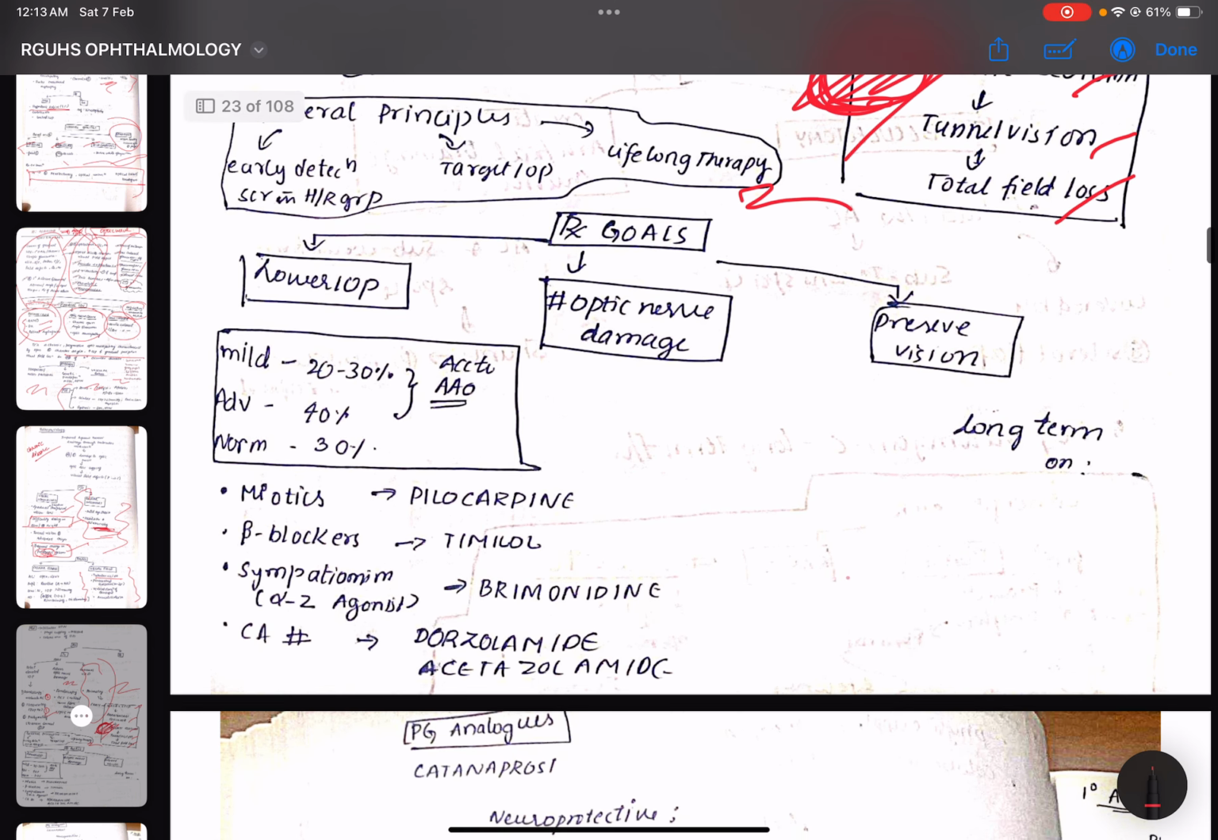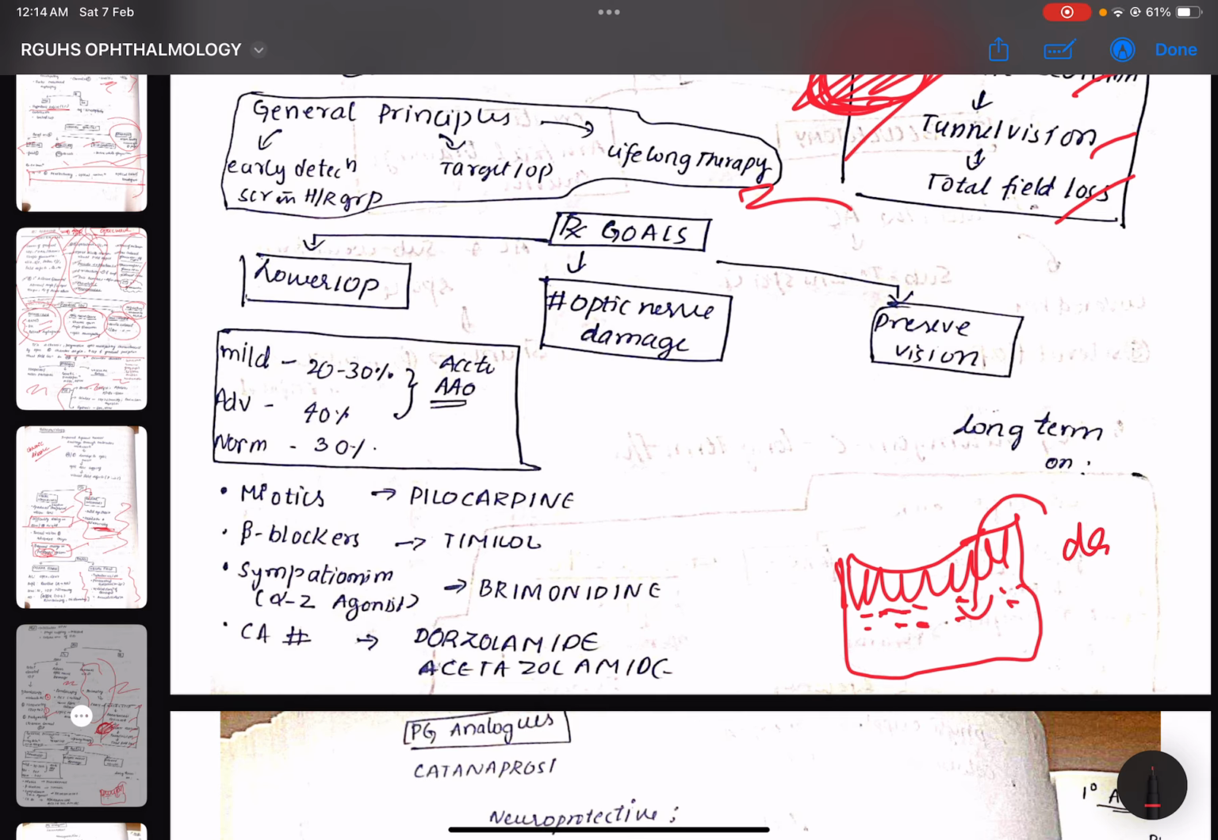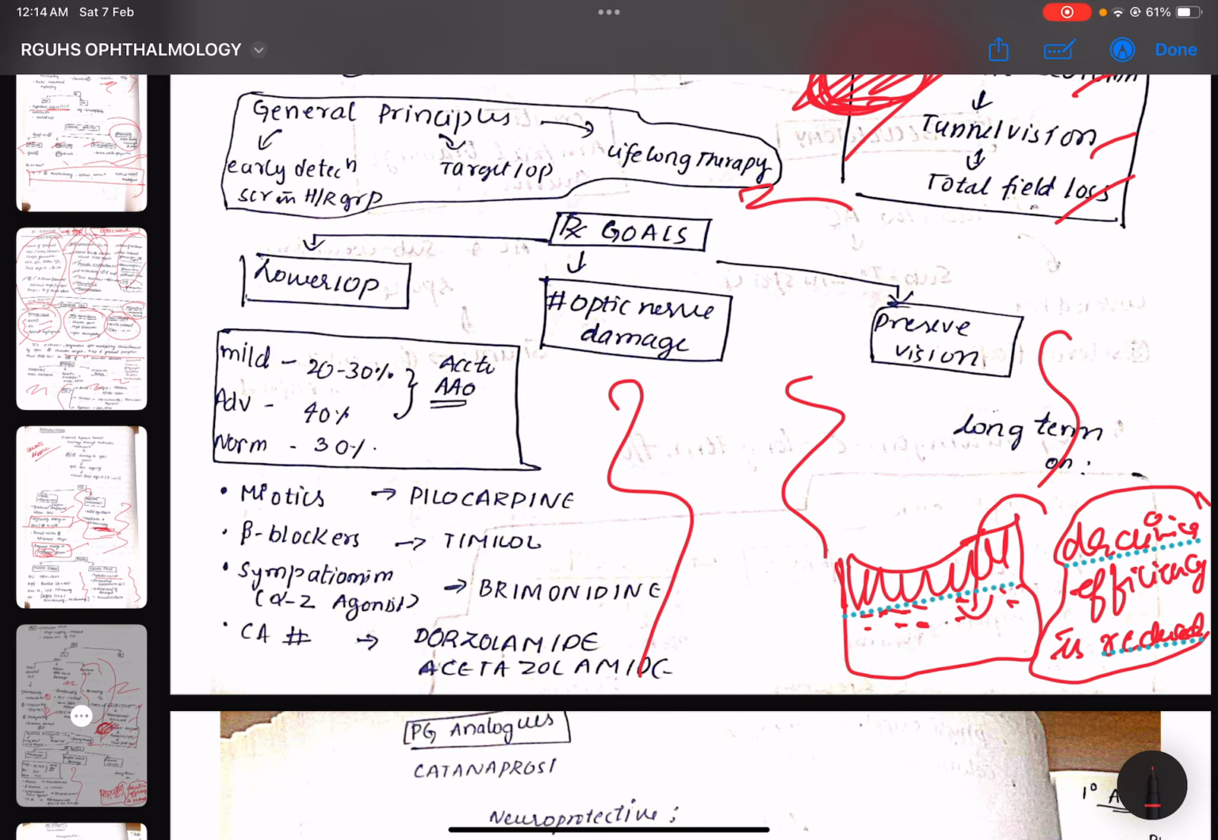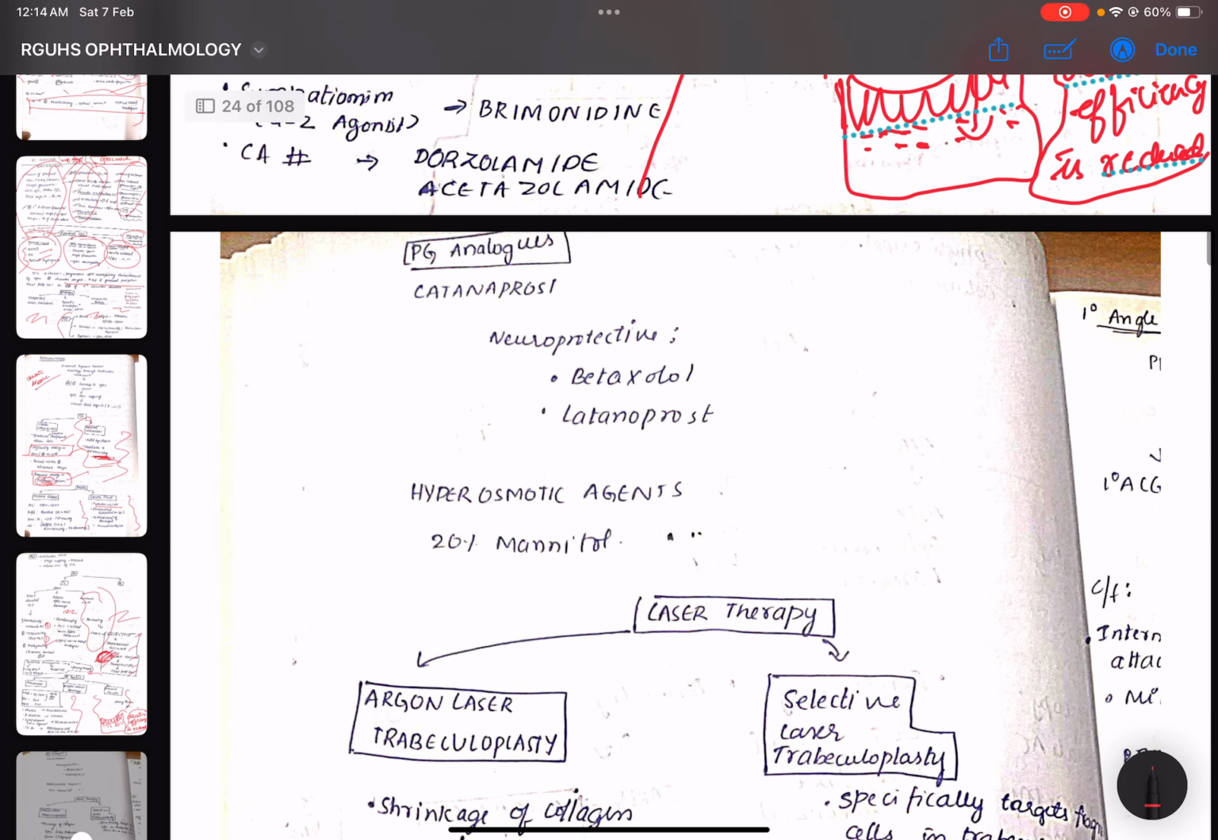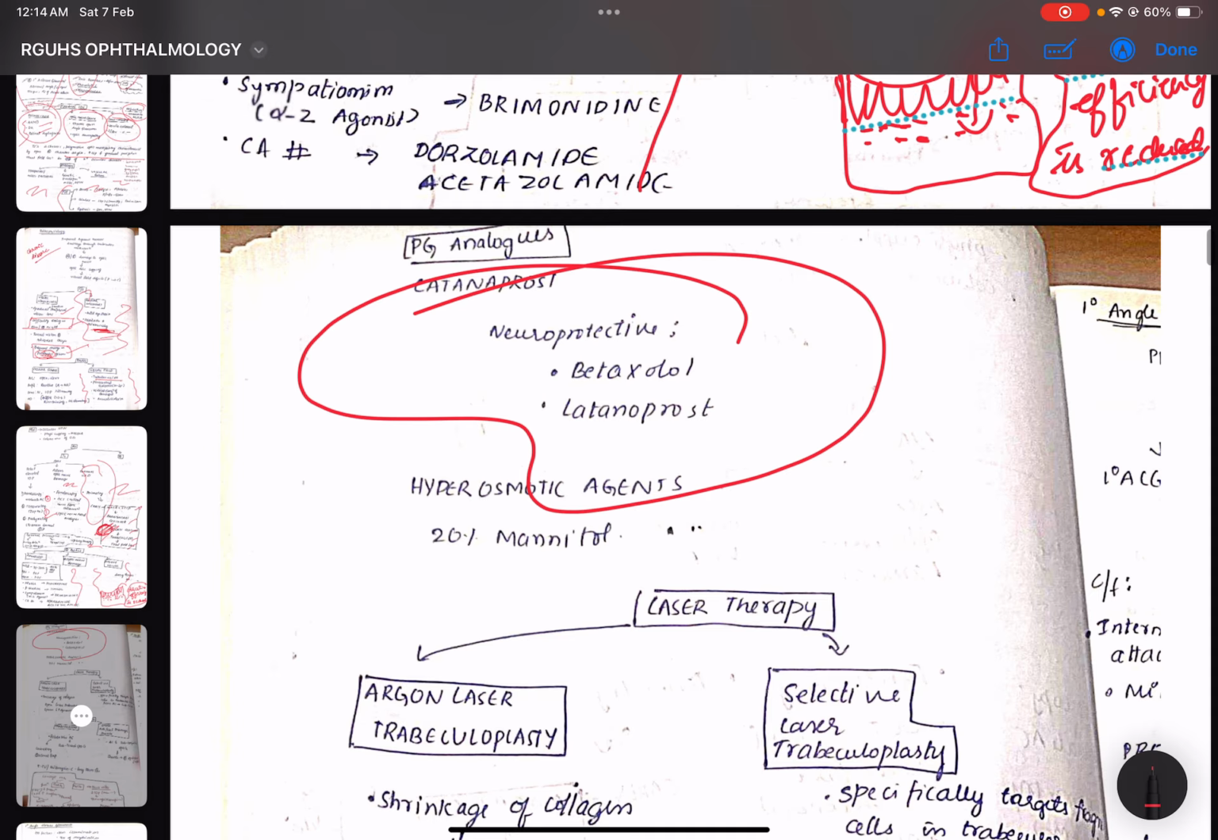So how you can remember is, for example, imagine you have a sink, okay. It's draining, but you have some clots. So draining efficiency is reduced. So this is one important thing which you should know. Okay. So if you know this, then you will know how to write it. So these are the management goals. The major thing is, obviously there is an increase in IOP, you need to reduce that. Then also you have to prevent optic nerve damage, and also you have to preserve vision. So for that, again, these are the major things which you will write.